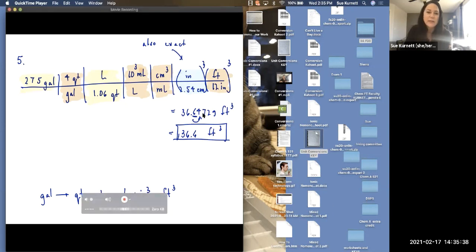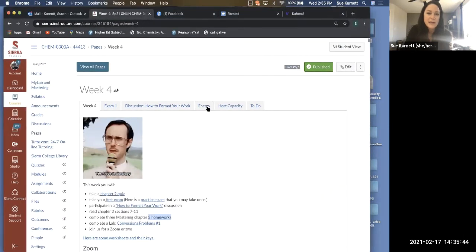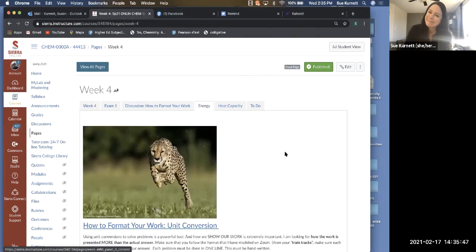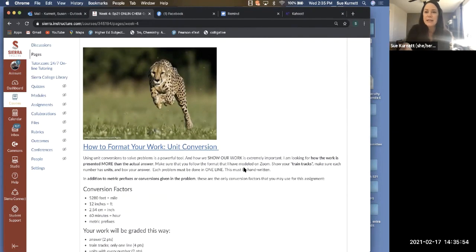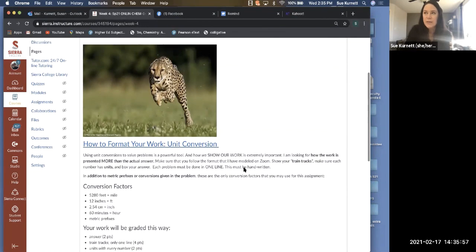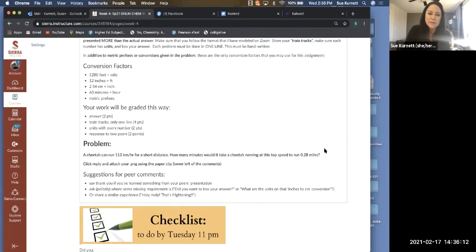The discussion problem this week, you bet. I think I'll find that here under energy. Okay, how to format your work, unit conversion. So this is similar to last week's discussion. Last week we had a question about 25 meters by 25 meters, that's an area. How much paint will it take? There's probably 400 square feet per gallon or something like that. So this is the same idea, but the problem is different. All the other things are the same and apply, which is you have limited conversion factors, and I'm going to grade your discussion the same way I'm grading this week's discussion.